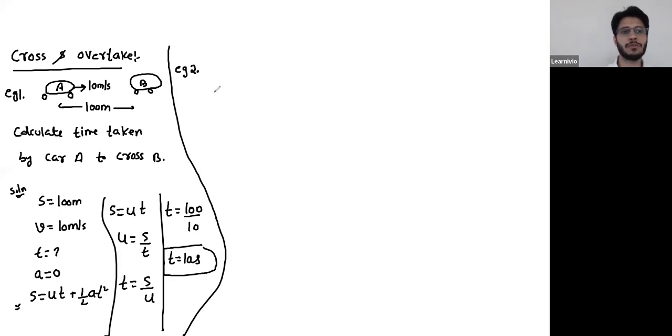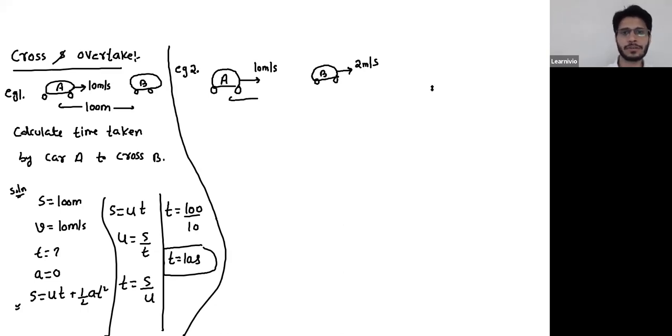Let's start with example number 2. If instead of rest, this car B starts moving. This is car A, moving with a velocity of 10 meter per second. And this is car B. This car B is not at rest. It's itself moving with some velocity of 2 meter per second.